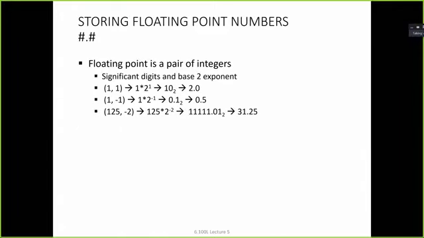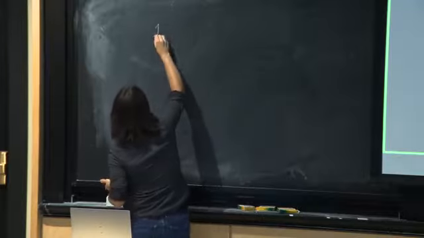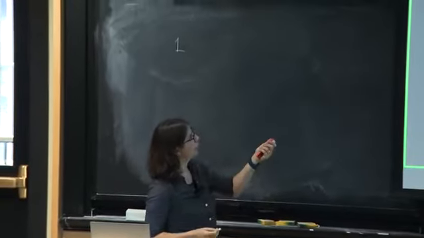So now, how are these numbers actually represented inside computer memory? They're actually being represented in 2 pieces. One piece is the significant digit, and the other piece is the power of 2. Okay? So if we had the representation 1, 1 inside computer memory, basically the significant digit is 1, and the power of 2 is 1.